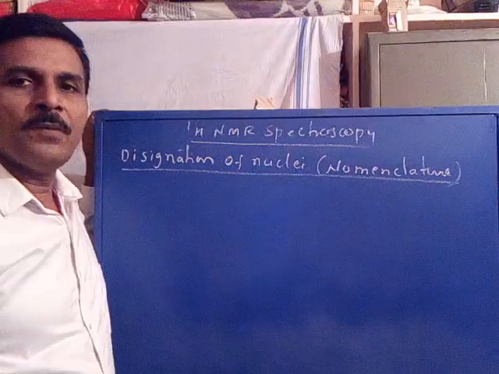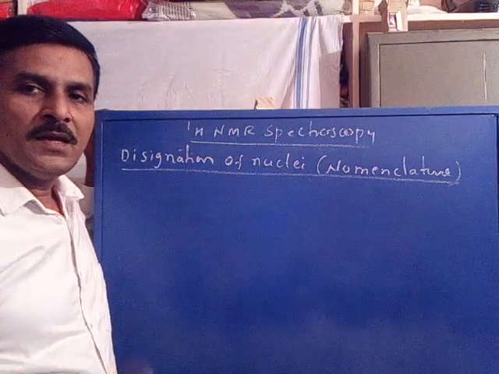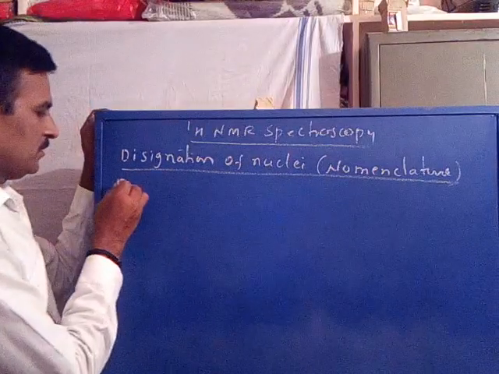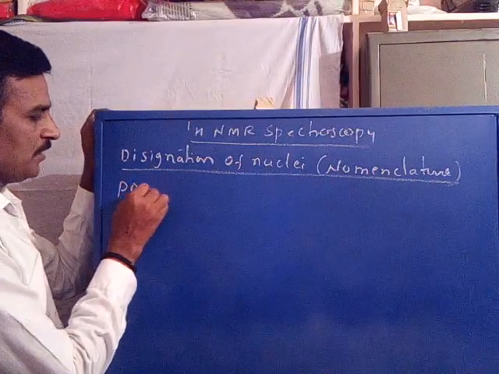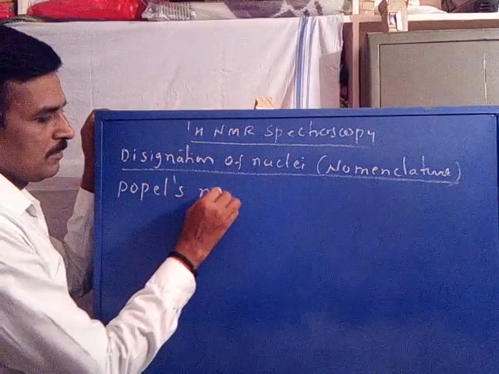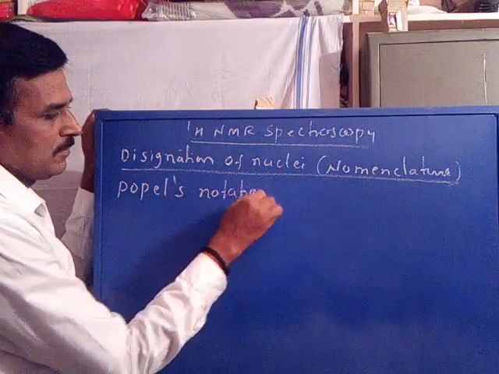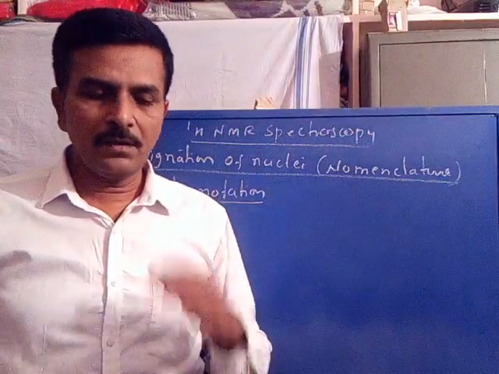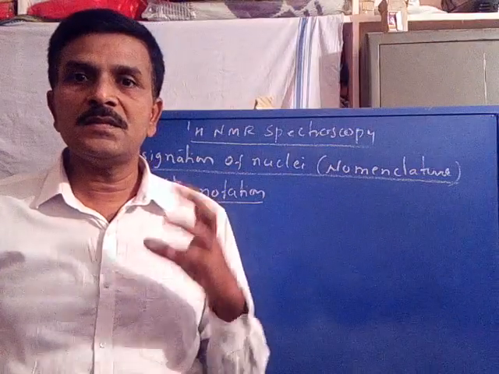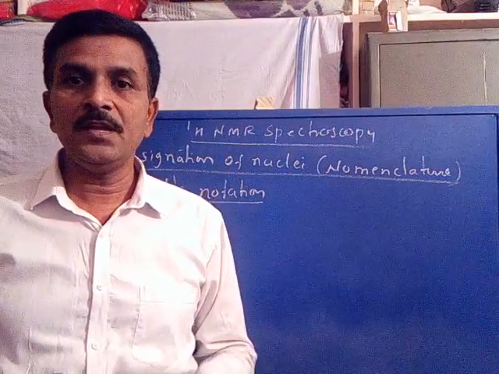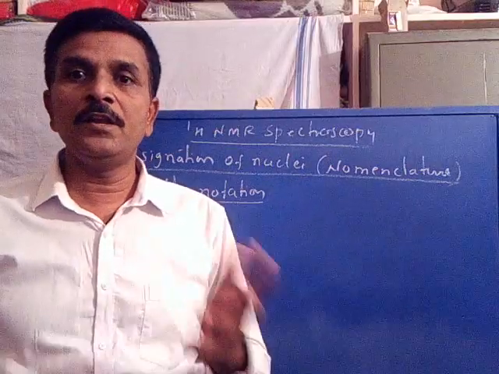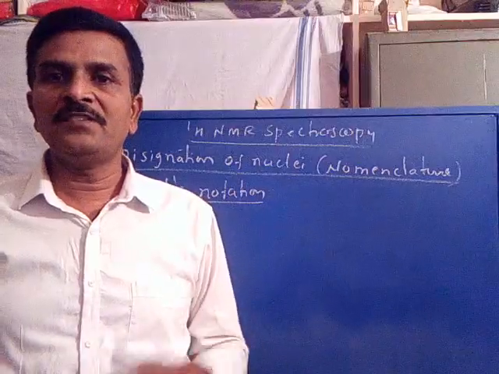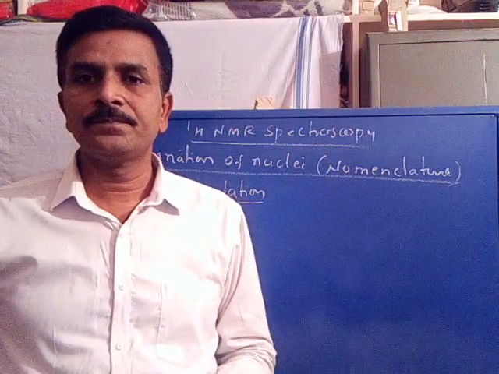A simple nomenclature in order to designate each set of coupled protons in a molecule was described by Pople, called Pople's notation. Each set of coupled protons in a molecule is designated using the notations described by Pople.